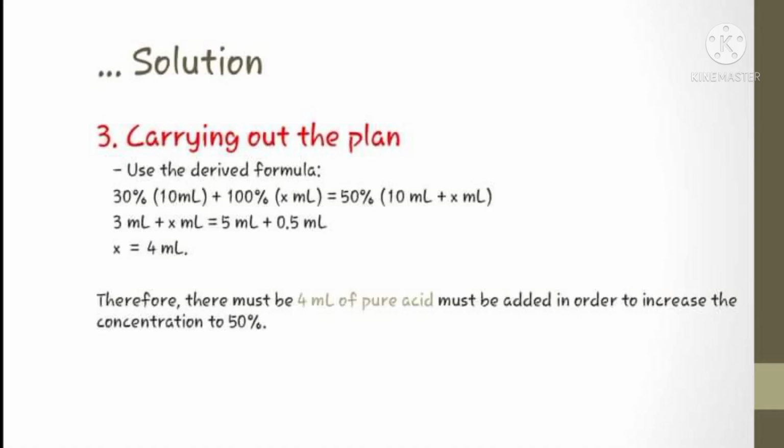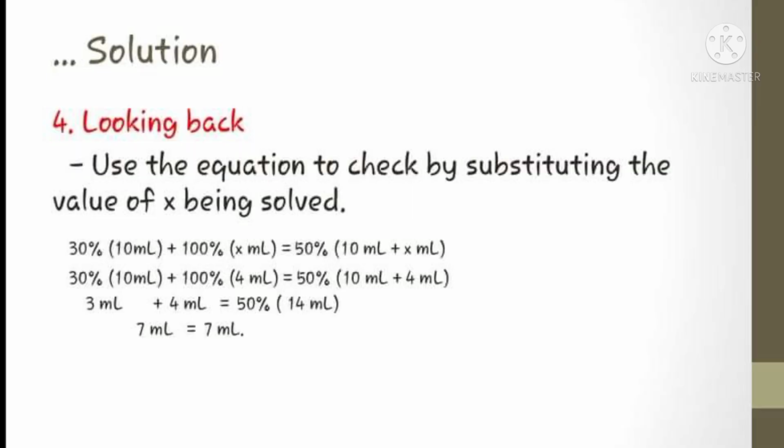The third step is carrying out the plan, or the time that you need to solve the problem. The result is x equals 4 ml. Therefore, 4 ml of pure acid must be added in order to increase the concentration to 50%. After you solve the problem, use the last step, looking back. Use the equation to check by substituting the value of x that was solved. As you can see here, our checking is very accurate.